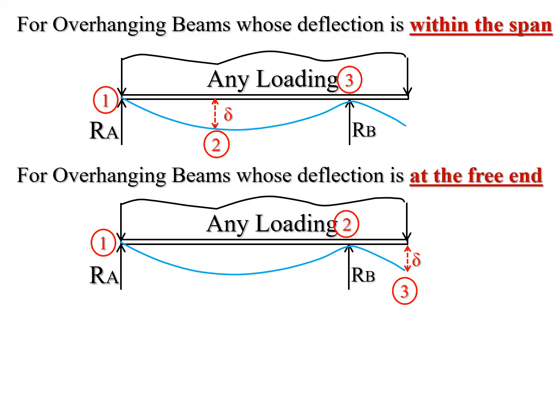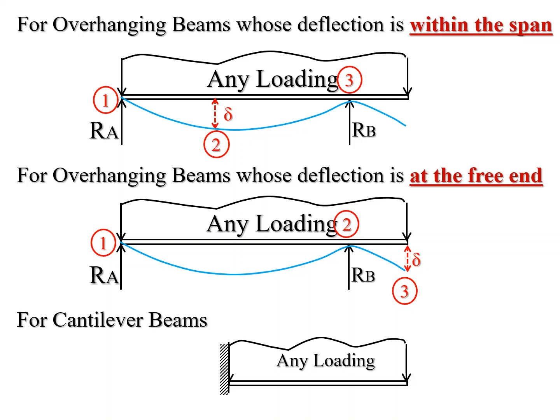Also, the last type of beam is a cantilever beam. Say for example, this is a cantilever beam. This is the deflection or elastic curve, and this is the deflection being asked. For a cantilever beam, by the way, the deflection is always asked at the free end. So in this case, we're going to place point number 2 at the fixed support all the time. And then in this diagram, point number 3 would be on the right side.